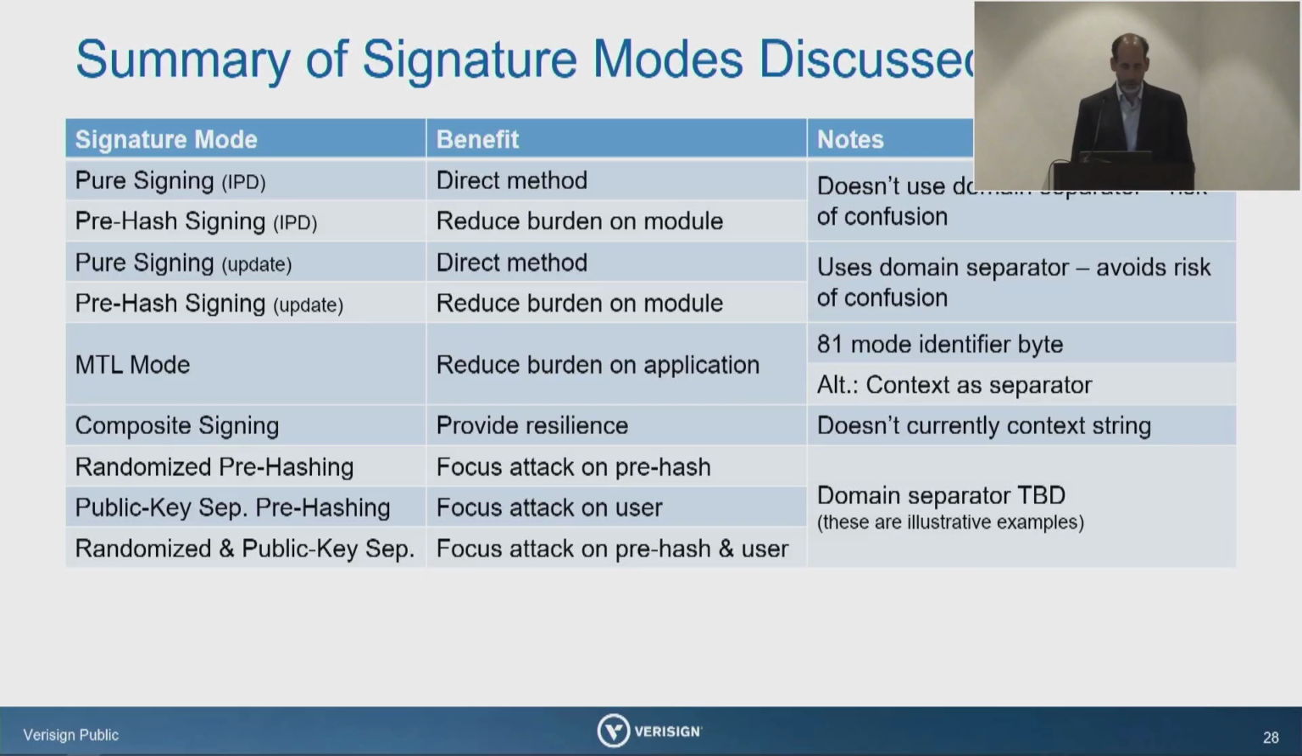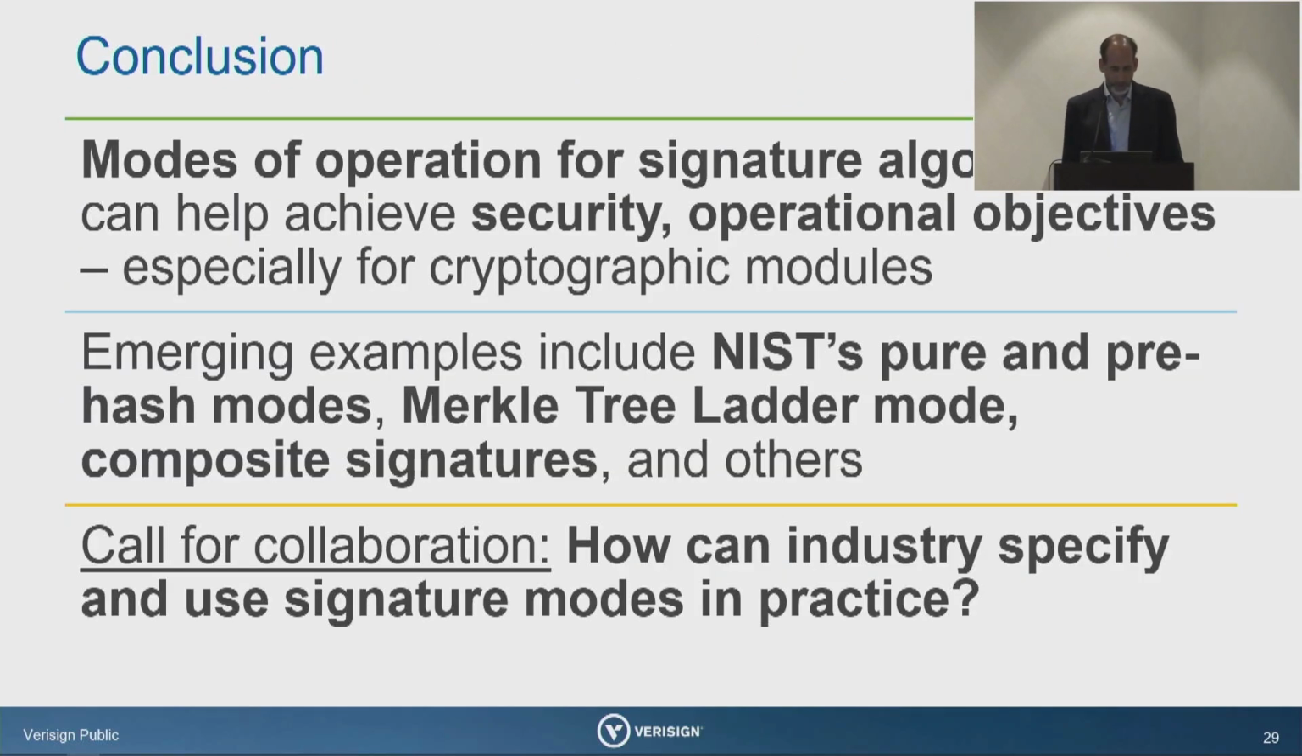All right, so in conclusion, you can read the slides later when they become available. What you can see is there are a lot of different examples of mode where I started with pure signing and pre-hash signing, the initial ones proposed by NIST, the final ones with their updates, Merkle tree ladder mode, and the composite signing, and randomized, and so on and so forth. What else is there on this list? How do we want to think about that? Where do we want to get this kind of work done?